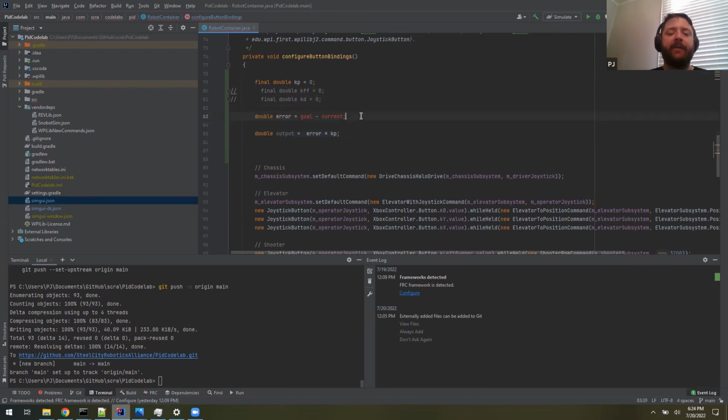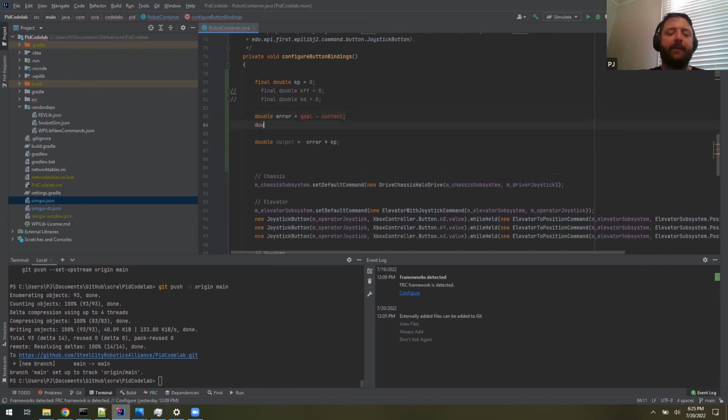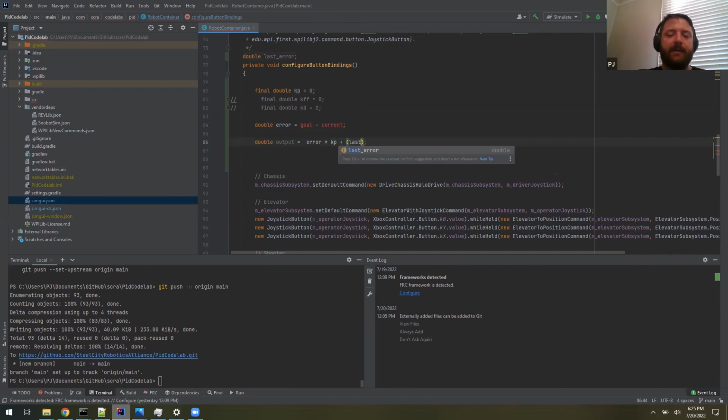If you were adding derivative, it means that you have to look at your last thing too. So you would have a last error outside of here, and you would do last error minus error times KD. So now we have a PD controller.